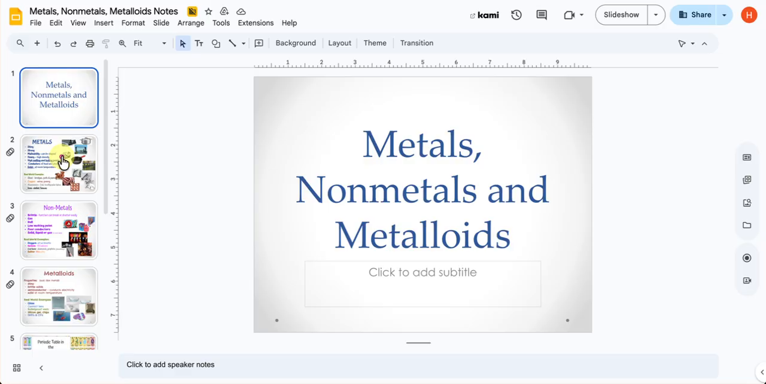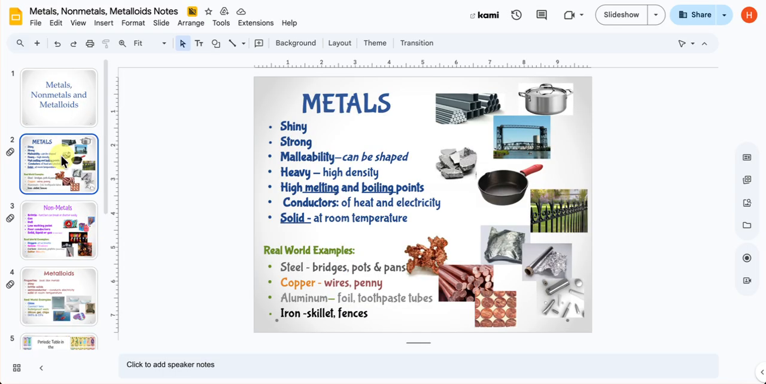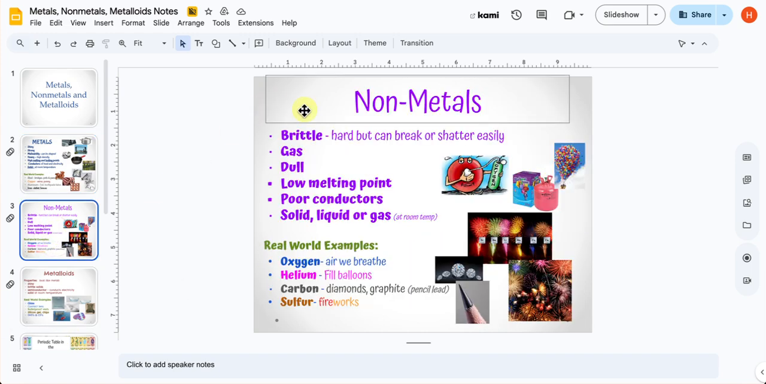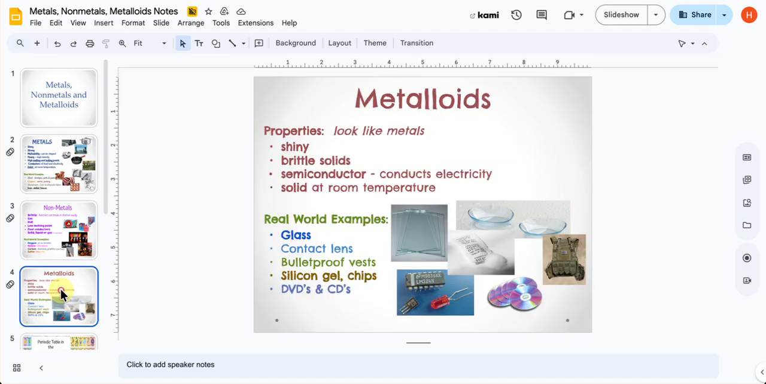As we go through it, on the second slide, I should say, is information about metals. They give you the properties of metals, some real world examples, and some nice pictures. Then the next slide, we have the same stuff about nonmetals that you can check out. And of course, the next slide is all about metalloids.